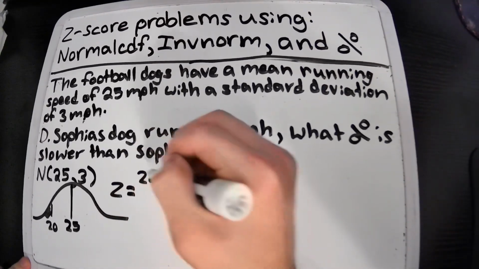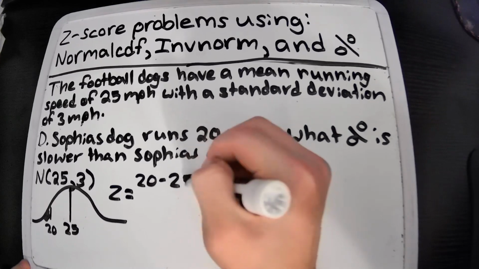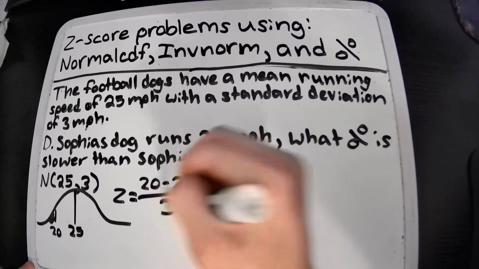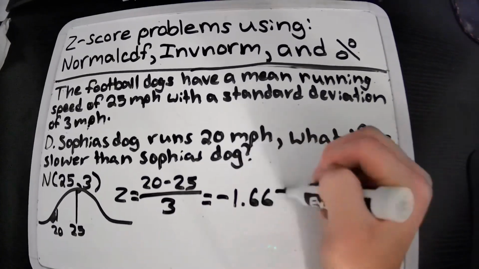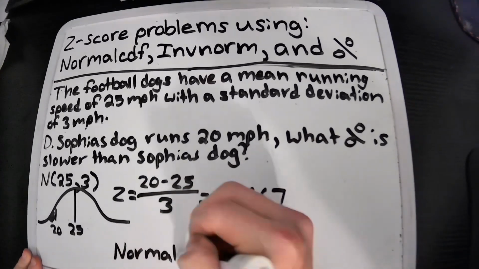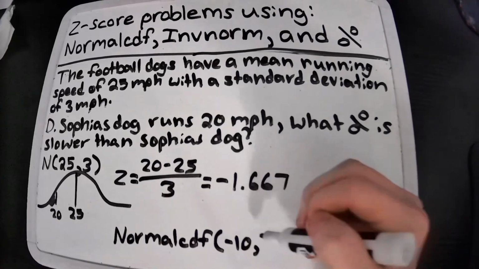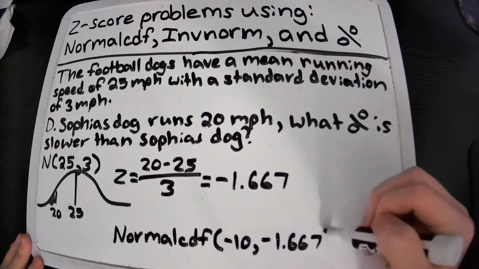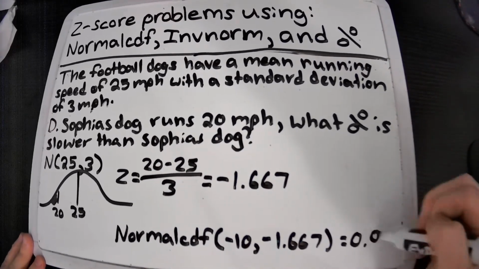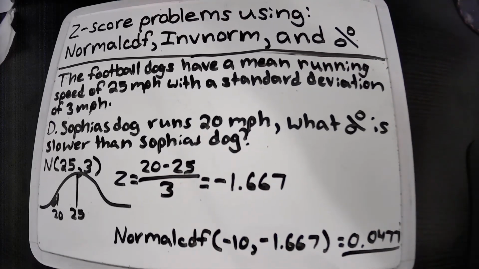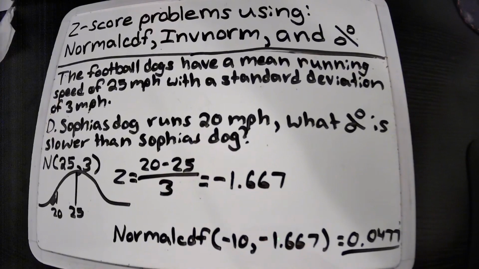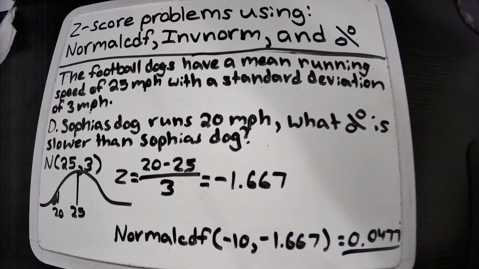Next, solve for the z-score with 25 as its mean, 20 as its x value, and 3 as the standard deviation. This comes out to be -1.667. Now we do normal CDF, parentheses, -10, -1.667, closed parentheses, which comes out to be 0.04776. This means that 4.776% of the dogs ran slower than 20 miles per hour.